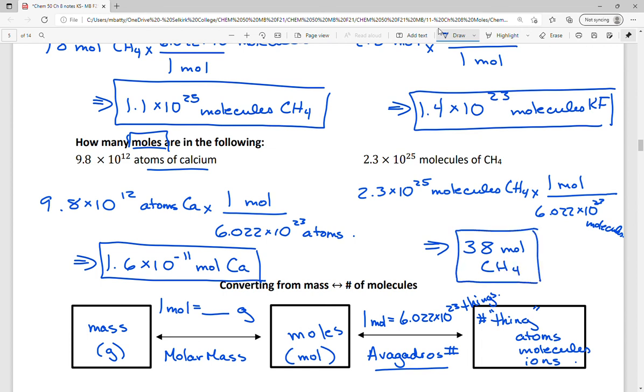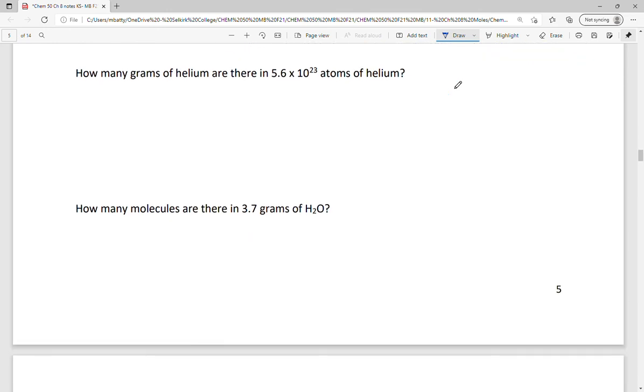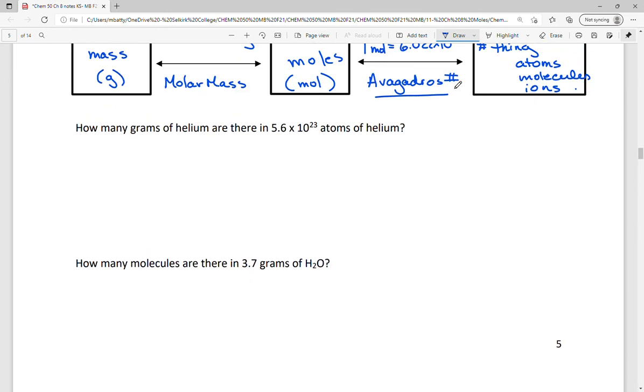So I love this roadmap. It's a really great way to conceptualize this because sometimes these are not one-step problems. These one-step problems are fine, but these last ones here are two-step problems. Two-step problems are sometimes easier to imagine as you map them out.